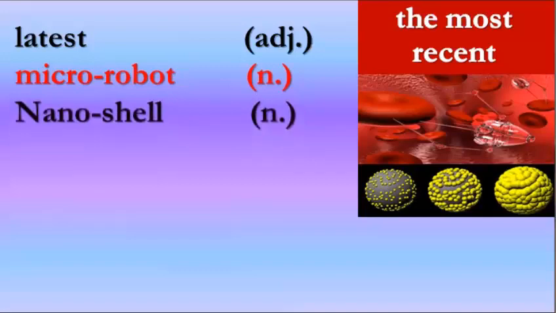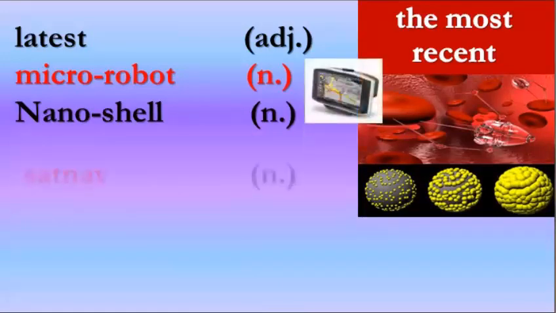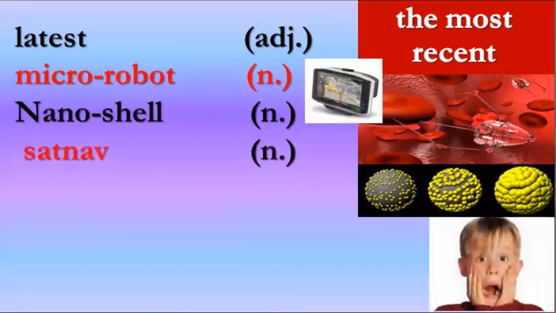Why? To fight or to cure a lot of diseases in the body, and it's called nano shell. SatNav, it's an abbreviation for satellite navigation. Satellite navigation becomes SatNav. SatNav is navigation that uses information from satellites. We already have SatNav devices in our cars, which give us directions where to go. Okay, this is called SatNav.